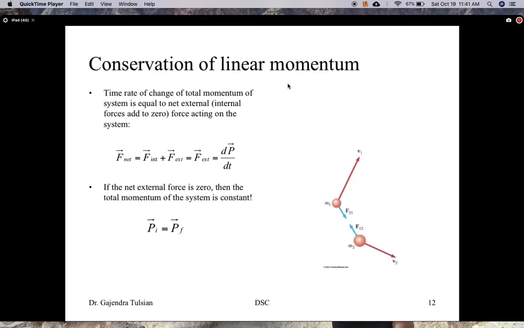All right, now we'll consider the other situation. Going back to Newton's second law, dp by dt, we're considering situations where this is zero, so p is constant.